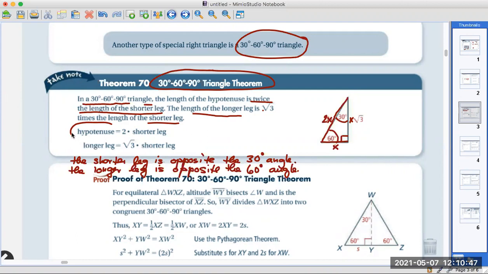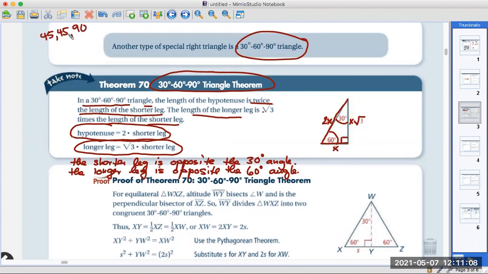In a 30-60-90, the hypotenuse is twice the shorter leg, and the longer leg is the shorter leg times the square root of 3. That's the relationship. Notice in the 45-45-90, it's the square root of 2 that you're dealing with, and in the 30-60-90, it's the square root of 3 that you're dealing with. So that's the difference.